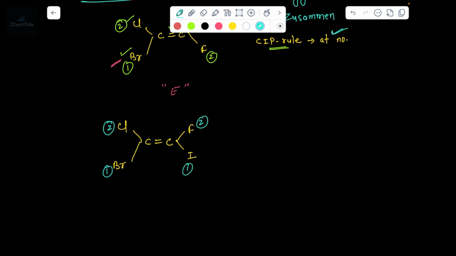You can observe 1 is coming on the same side and 2 is also coming on the same side. So we have a trick also: match 2 with 2, 1 with 1, and this looks like a Z. So this is called zusammen, meaning syn pattern, cis pattern.